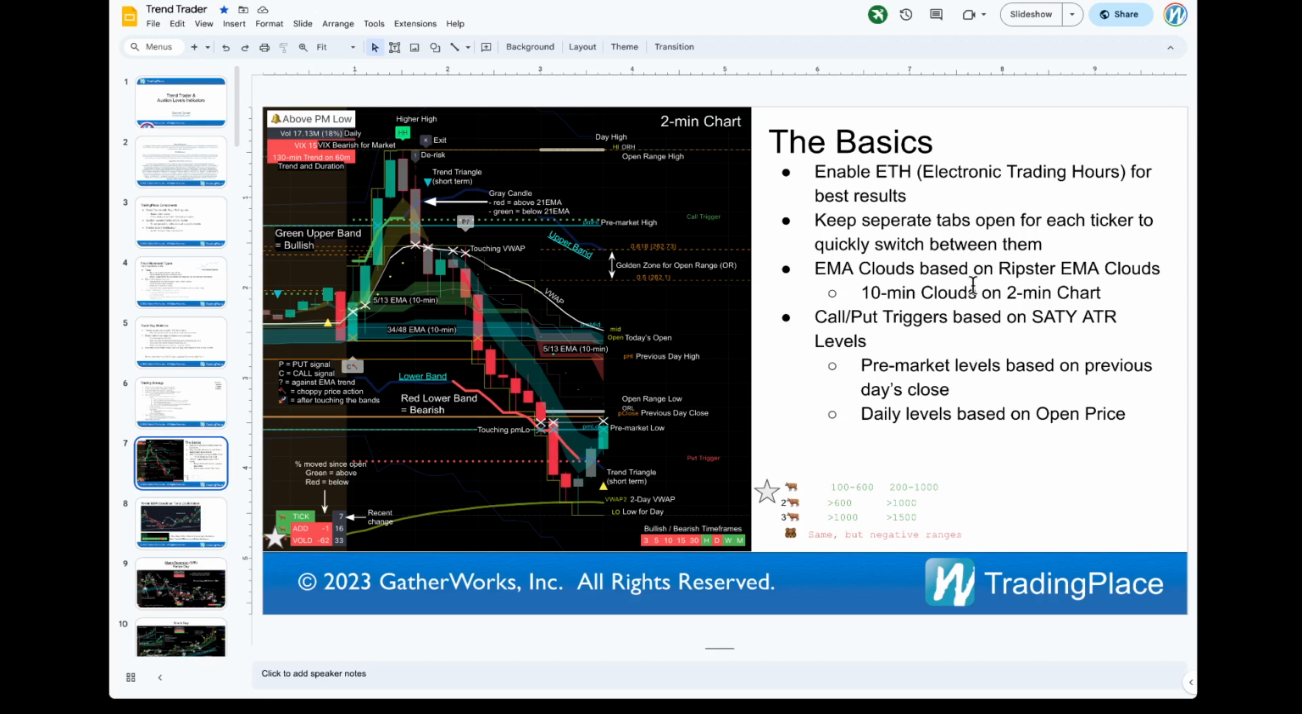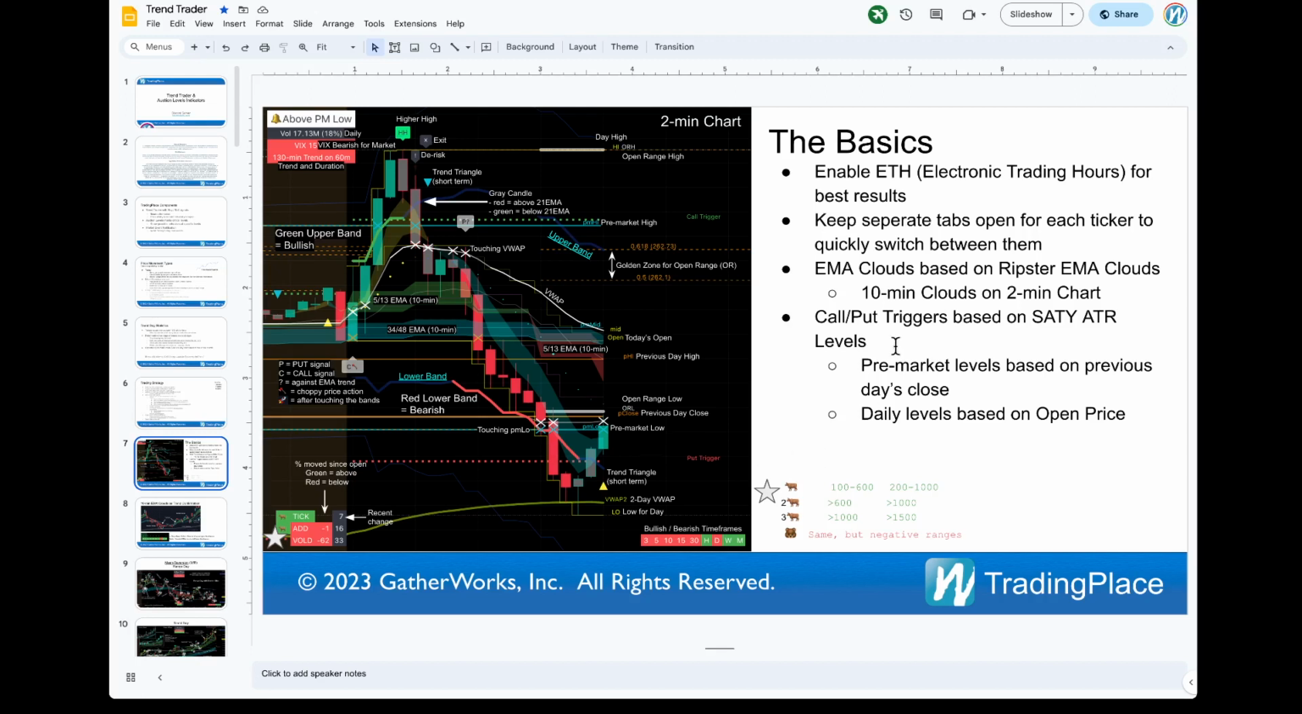A lot of our strategy is based on the EMA clouds. Ripster, the dude that basically invented the idea, and it's based on 10 minutes. So even when you look at the 2-minute chart, I am drawing the 10-minute EMA clouds on that 2-minute chart. So anything below 10 minutes, it's going to draw the 10-minute EMA clouds. And we're going to show you when you're below it, you have a bearish bias. When you're above it, you're bullish bias.